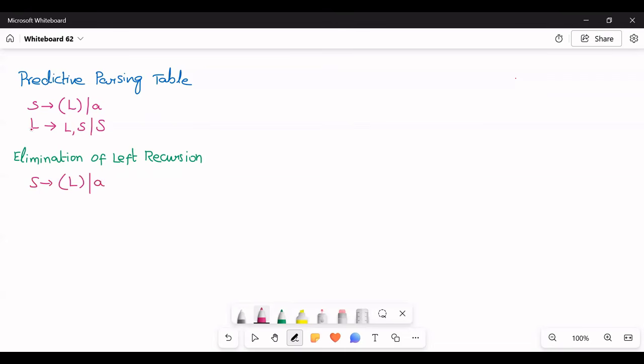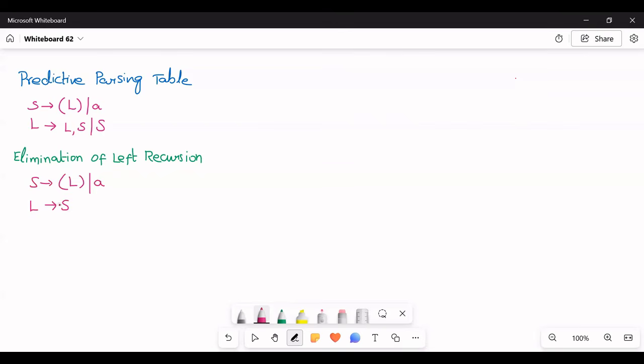Then to eliminate left recursion from the grammar, first we have to write the symbol L, the symbol on the left side of the production, L tends to, and consider all non-left recursive productions. Here we have only one non-left recursive production, right? Because this production starts with another symbol, S, it doesn't start with L. So this is the non-left recursive production. We have to write all the non-left recursive productions, and here we have only one.